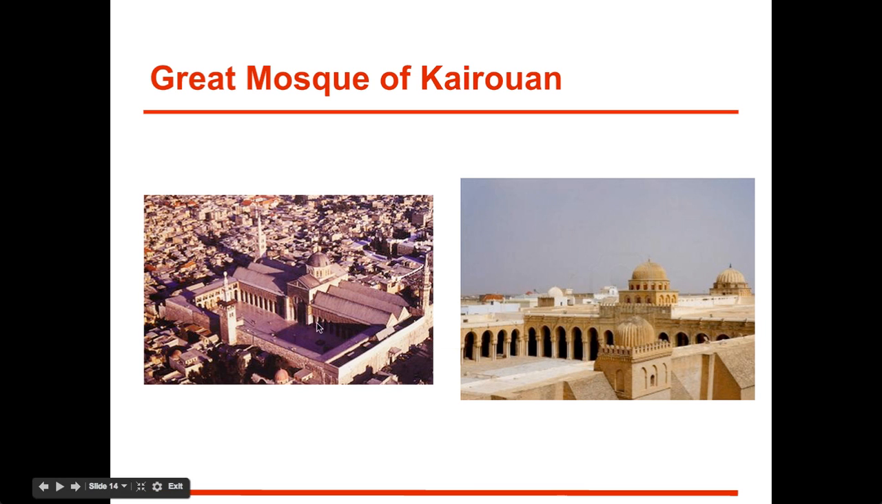Here's some examples of the Great Mosque of Kairouan. And it was founded in 670, though its present form is largely from the 9th century, and you can kind of just see the different architecture style there.